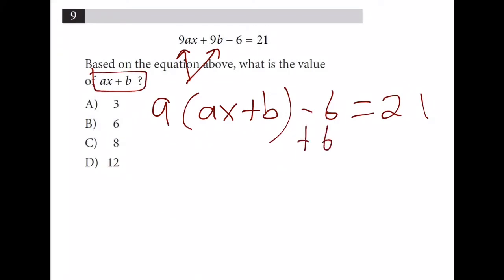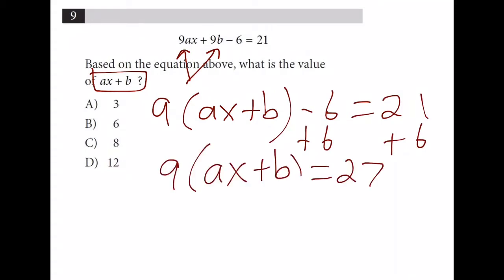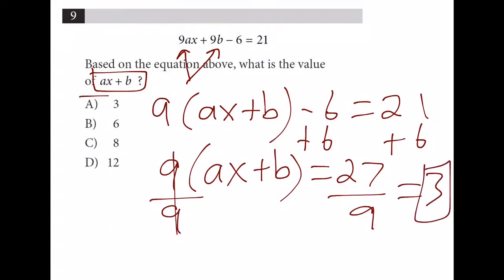So then we can add 6 to both sides, and we have 9 times the quantity ax plus b is equal to 27. When we divide by 9 on both sides, we end up with 27 divided by 9, which is 3. Choice A.